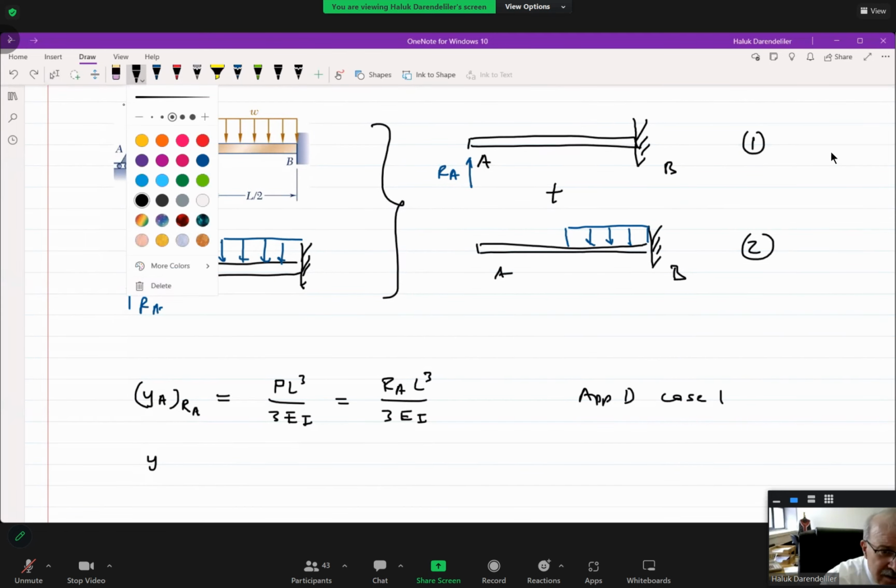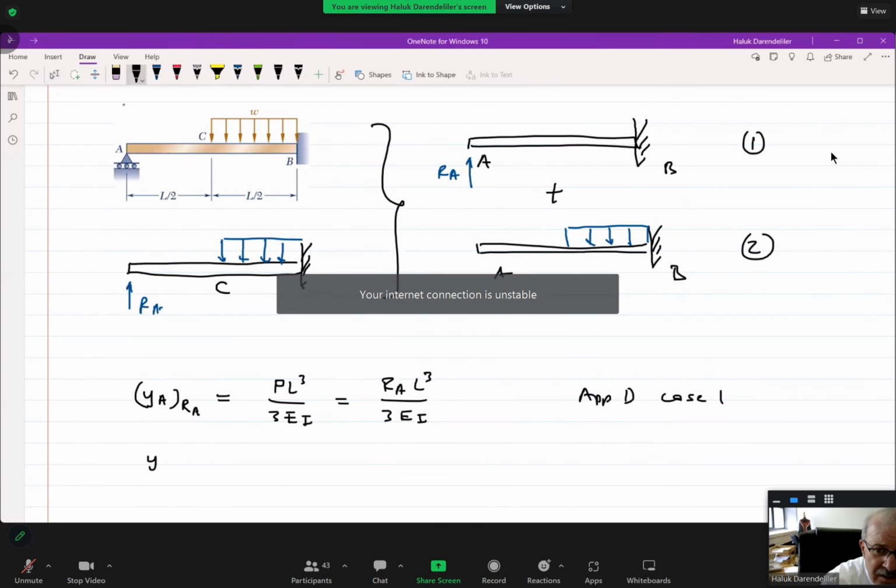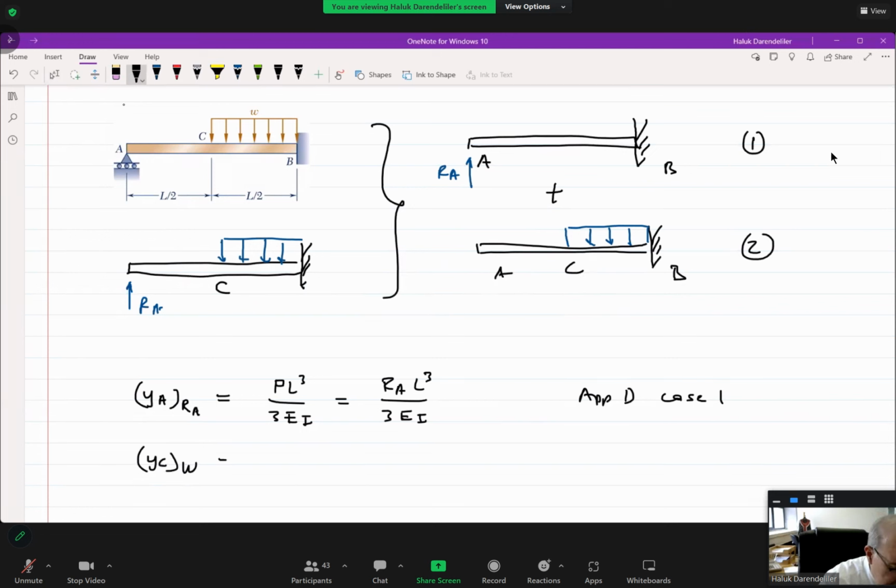You can find not the deflection of A, but you can find the deflection of C. So deflection of C due to distributed loading from our textbook is W L4 over 8 EI. Now look, because of RA, I will add a coordinate axis here. This is X and this is Y. Because of RA, the deflection is in upwards direction, so this is positive. But because of distribution, the deflection is in the Y direction, so this is negative.